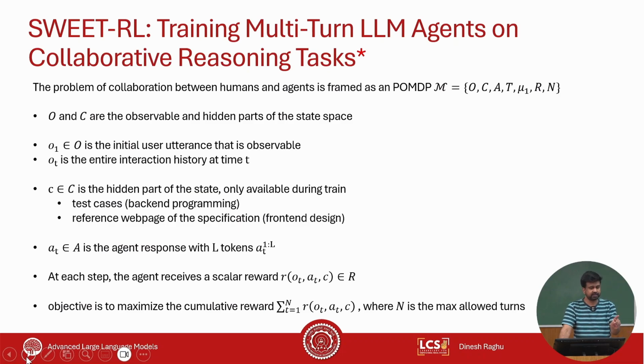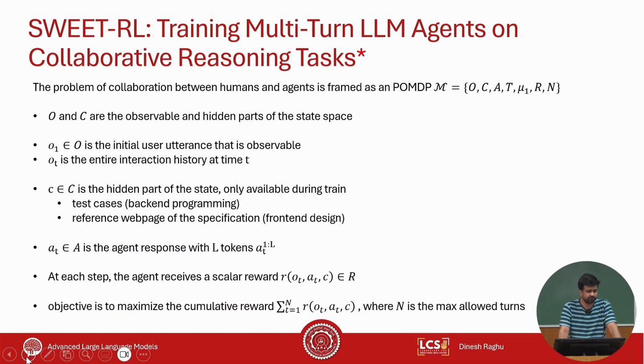So O1, which is a sample point from the state space, is the first utterance that the user will provide to the agent to solve the task, right? And OT is all the interaction history until that point in time, because the entire interaction history is visible to the agent, right? And the hidden part of the state is the small c, which is a sample from the state space capital C.